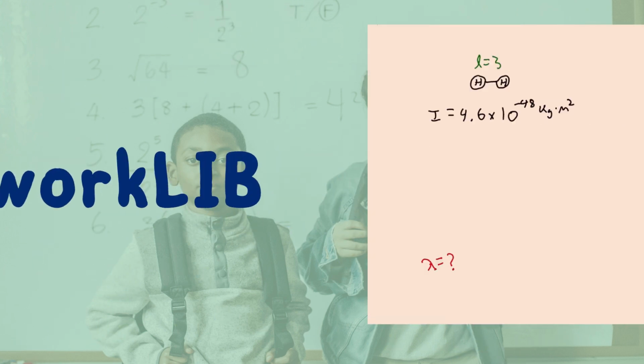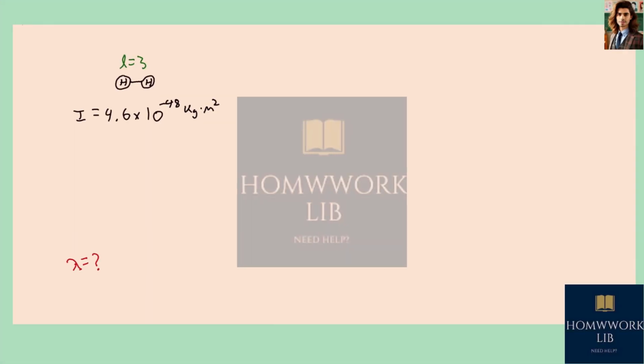Welcome to Homework Lib. In this problem, we want to consider a hydrogen molecule, which is made up of two individual components, that has a moment of inertia 4.6 times 10 to the minus 48 kilogram meter squared. And the question asks us to find the wavelength of the photon absorbed whenever the hydrogen molecule makes a transition from the L = 3, which it's in right now, to the L equals 4 rotational level.